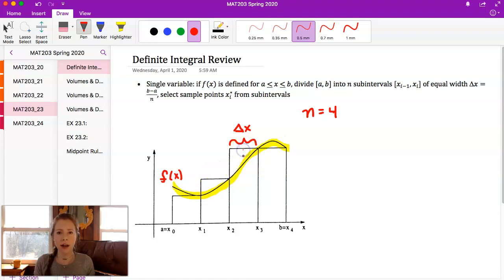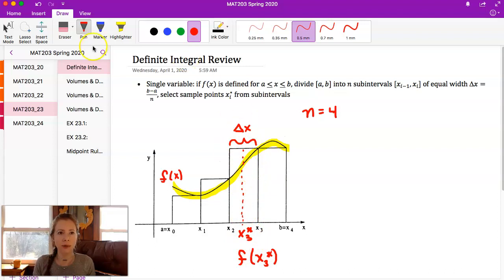And so let's just say we were selecting a midpoint to be representative of this entire interval, this delta x here. This sample point would be x sub 3 star. Here would be x sub 1 star, x sub 2 star, x sub 3 star, and x sub 4 star. And when we try to determine the area under this curve, we're plugging x sub 3 star into our function, and that output is going to be representative of this entire bar.